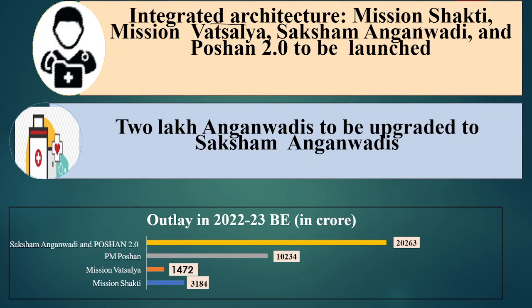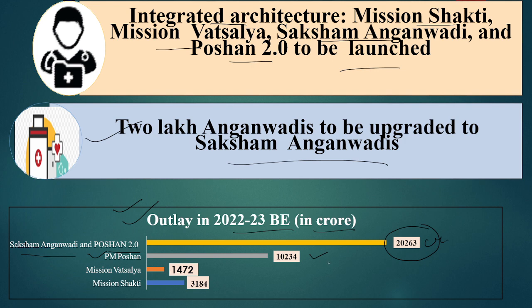Next is your integrated architecture, that is Mission Shakti, Mission Vatsalya, Saksham Anganwadi, and Poshan 2.0 to be launched. 2 lakh Anganwadis to be upgraded to Saksham Anganwadis. And this is the outlay for the year 2022-2023 in crores. In Saksham Anganwadi and Poshan 2.0, around 20,263 crore allocation would be there. In the PM Poshan scheme, 10,234 crores of outlay would be there. In Mission Vatsalya, 1,472 crores allocation would be there, and under Mission Shakti, 3,184 crores of allocation would be given by the government in this year's budget.